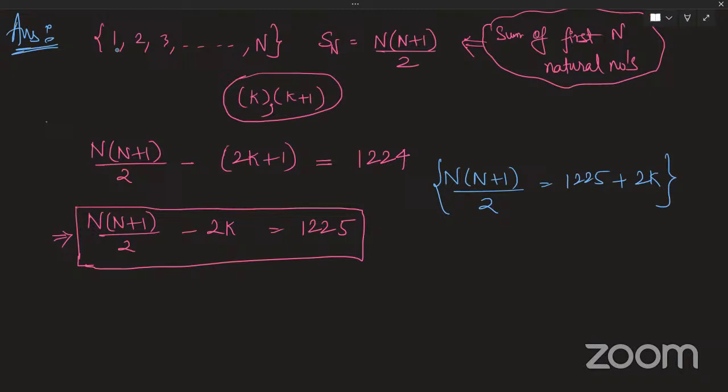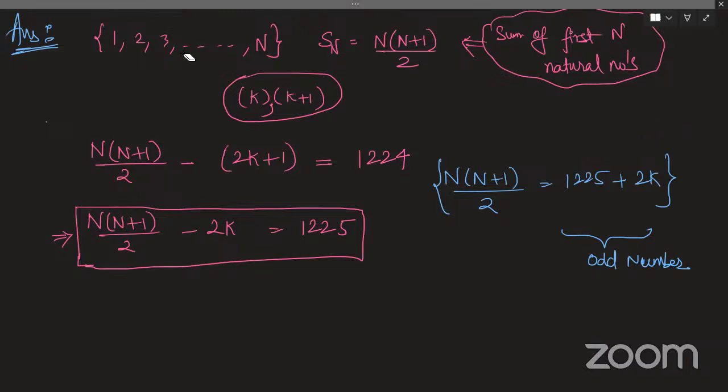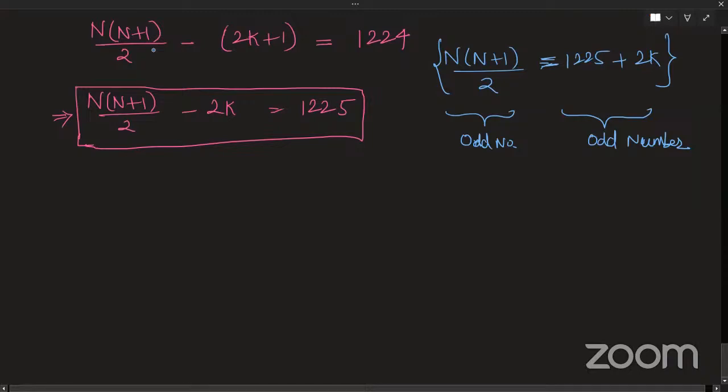One thing you can say for sure is that my right hand side will always be an odd number. Can I say this? Yes, because 1225 is odd and 2k is even, since k is a natural number. The sum of an odd and an even number is always odd. So my right hand side will always be odd, and for that to compensate, my left side should also be an odd number because both are equal.